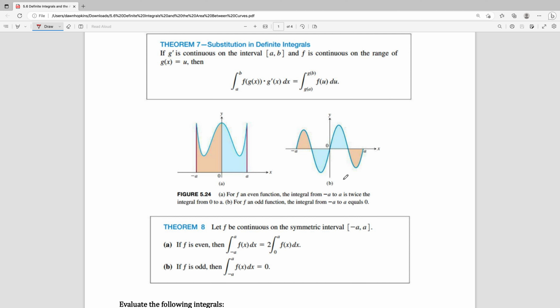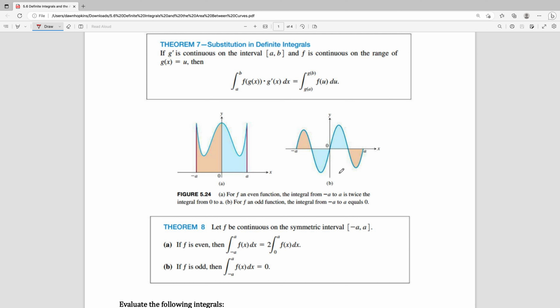Similarly, when we have functions that are odd, that means they're symmetric with respect to the origin. If you're looking at the integral between negative a and a, in this case, it's going to be 0 because the areas between the curve and the x-axis are going to cancel each other out.